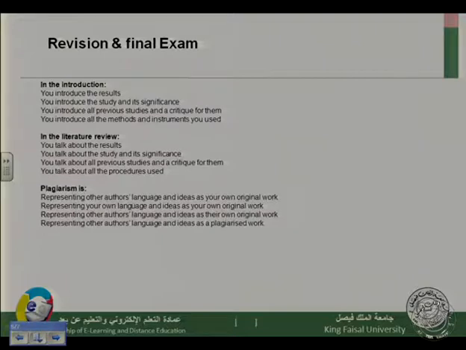In the introduction, you introduce what? You introduce the study and its significance. So it is number 2. In the literature review, you talk about what? The previous studies, and you criticize them. So it is the choice number 3.